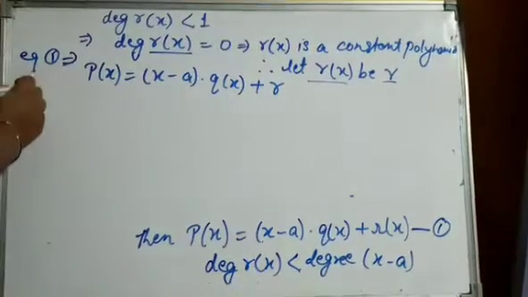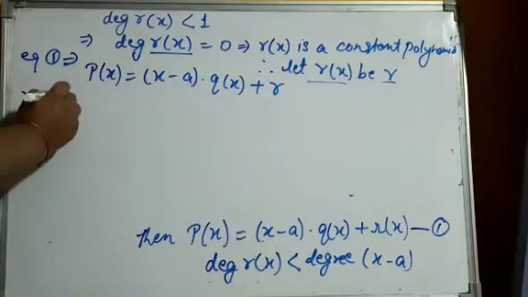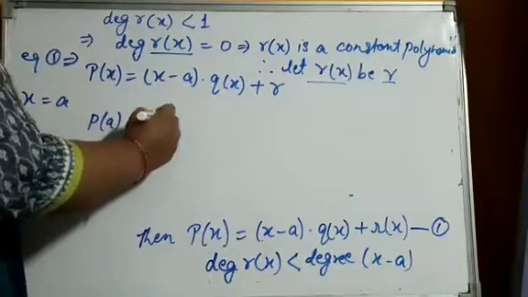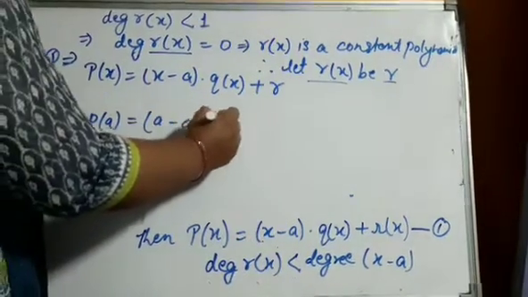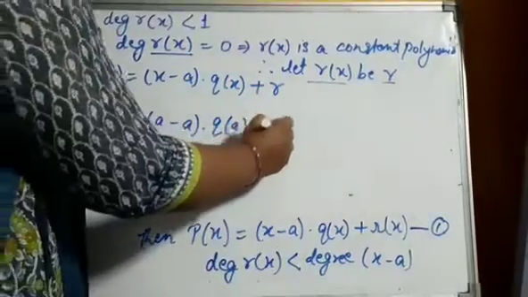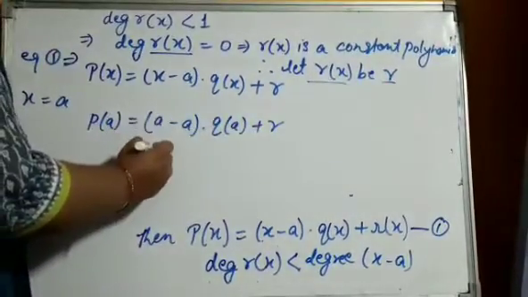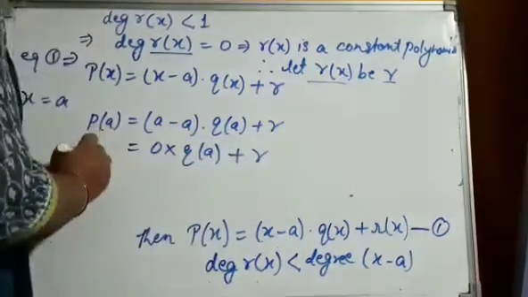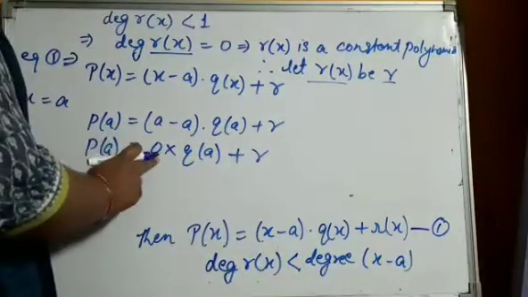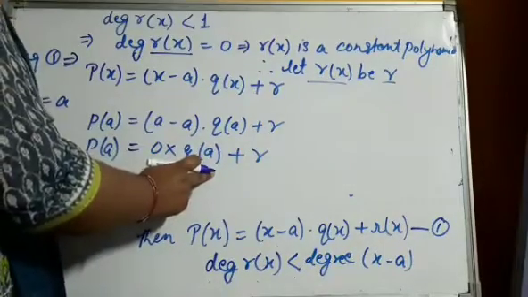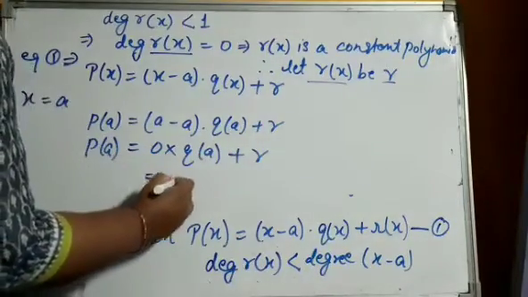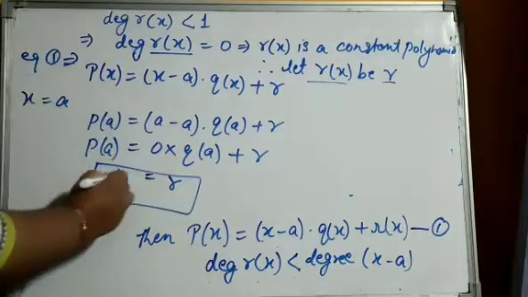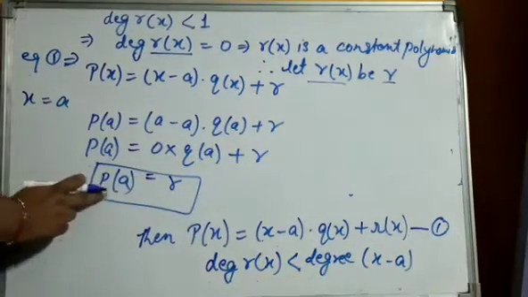Now in this equation we put x equal to a. We get P(a) is equal to (a minus a) into Q(a) plus R. This a minus a will be 0, multiplied by Q(a), plus R, and this side we have P(a). 0 multiplied by anything will be 0. So what is left on this side? R is equal to P(a). So we got that the remainder is equal to P(a).